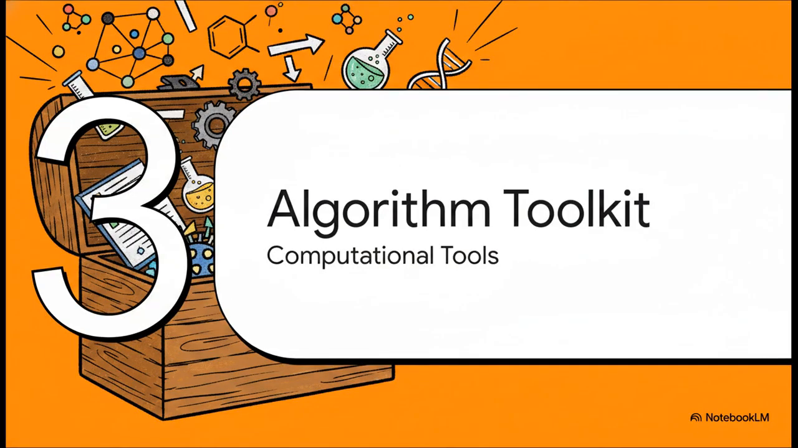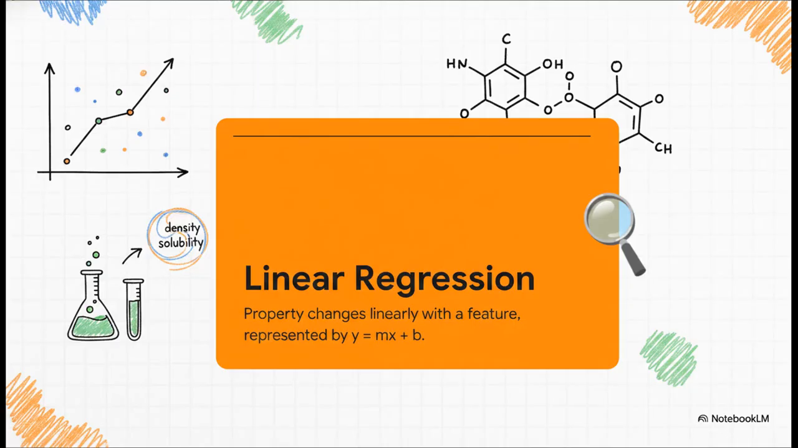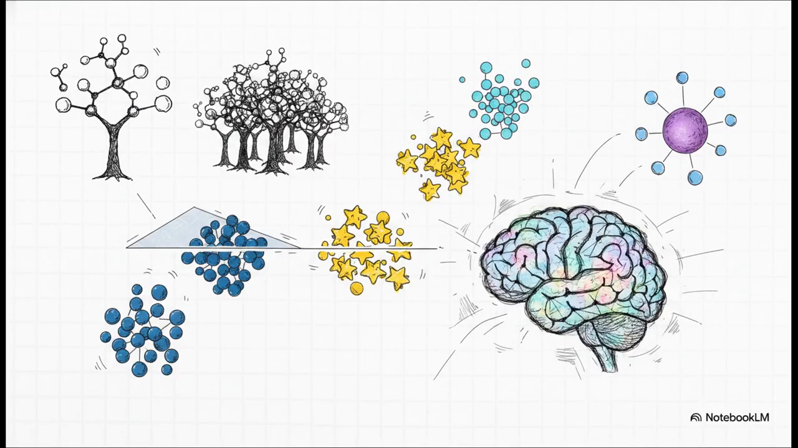Okay, let's open up the toolkit. Section 3, the chemist's algorithm toolkit. One of the simplest yet absolutely foundational tools in our kit is linear regression. It relies on that classic algebraic equation we all know and love, y equals mx plus b. We use this when a chemical property changes approximately in a straight line with another variable. It is incredibly fast and highly interpretable, which makes it perfect for estimating linear properties like density or baseline solubility. But let's be real, chemical relationships are rarely just simple straight lines.